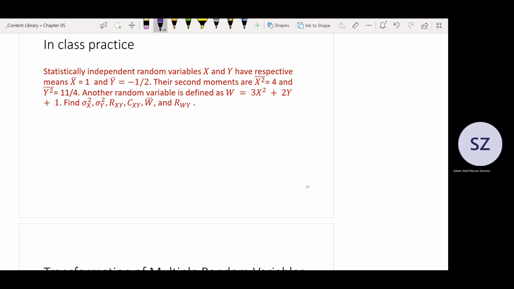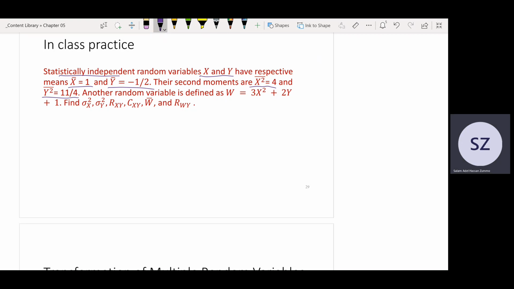Okay. Now we have statistically independent random variables x and y. I am telling you that they are independent. Independent means what? The joint PDF equals the product of the marginals. So I know they are uncorrelated. This is the first information that you know. And they have the mean x bar equal to 1, and y bar equal to minus one half. The second moments: the expected value of x squared equals 4, and the expected value of y squared equals 11/4.